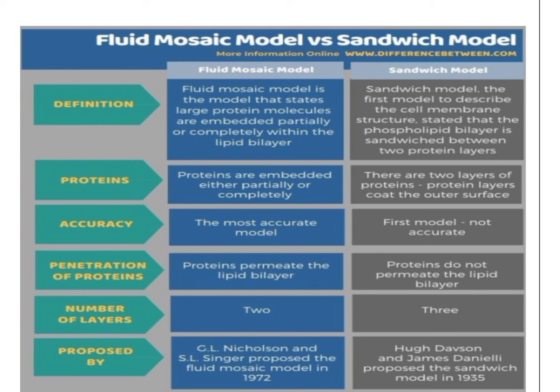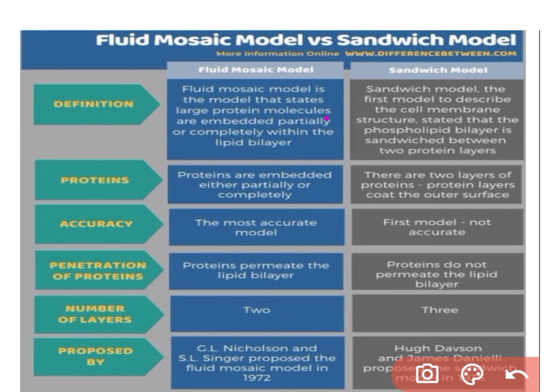Definition: the fluid mosaic model is the model that states large protein molecules are embedded partially or completely within the lipid bilayer. But in the case of the sandwich model, the first model to describe the cell membrane structure, it stated that the phospholipid bilayer is sandwiched between two protein layers. In the fluid mosaic model proteins are embedded either partially or completely, but in the sandwich model there are two layers of proteins. Protein layers coat the outer surface only.